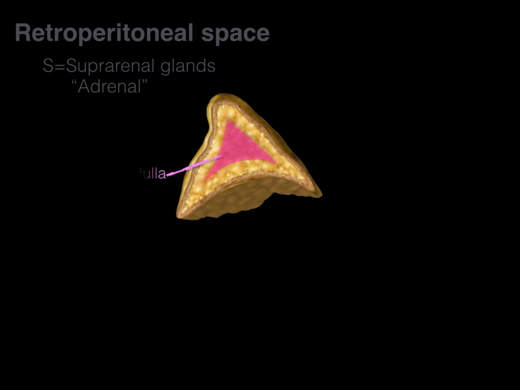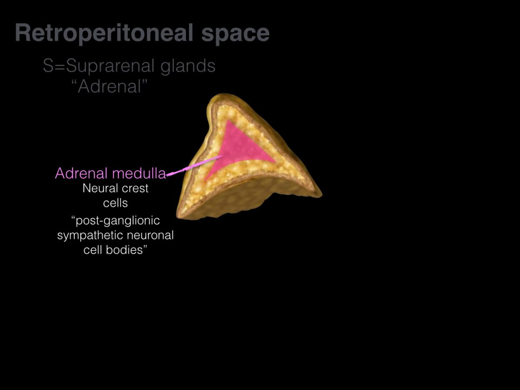Okay, then in the middle we have the adrenal medulla, which is derived from neural crest cells. And the adrenal medulla really is just modified, I guess you can put it that way, postganglionic sympathetic neuronal cell bodies. They're going to secrete epinephrine or adrenaline. That's what they do. That's where the adrenal gland gets its name. It secretes adrenaline, or you could say that's where adrenaline gets its name.